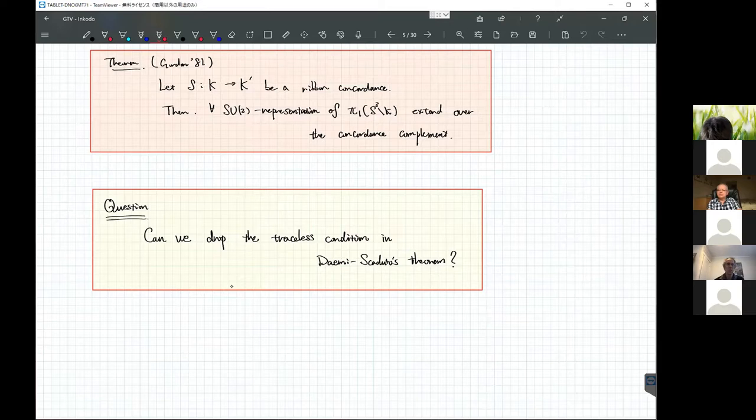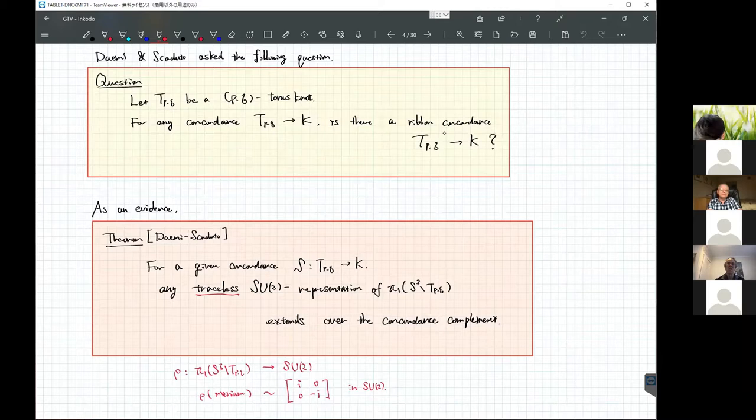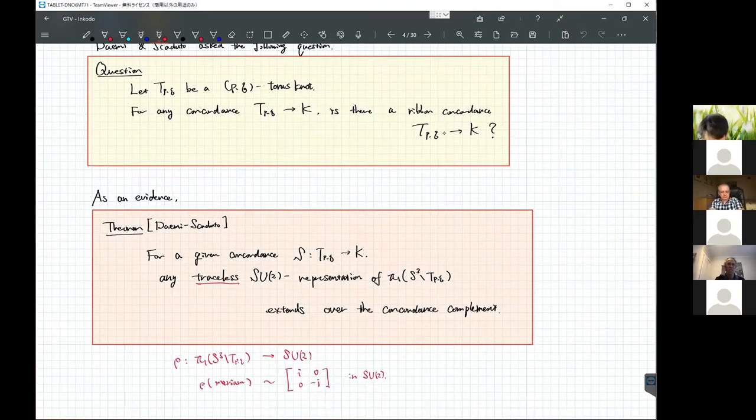And in fact, there is a theorem by Gordon. Let S be a ribbon concordance between two knots. Then any SU(2) representation of the fundamental group of the complement of K extends over the concordance complement. So Daemi and Scaduto's theorem gives a part of evidence to their question.